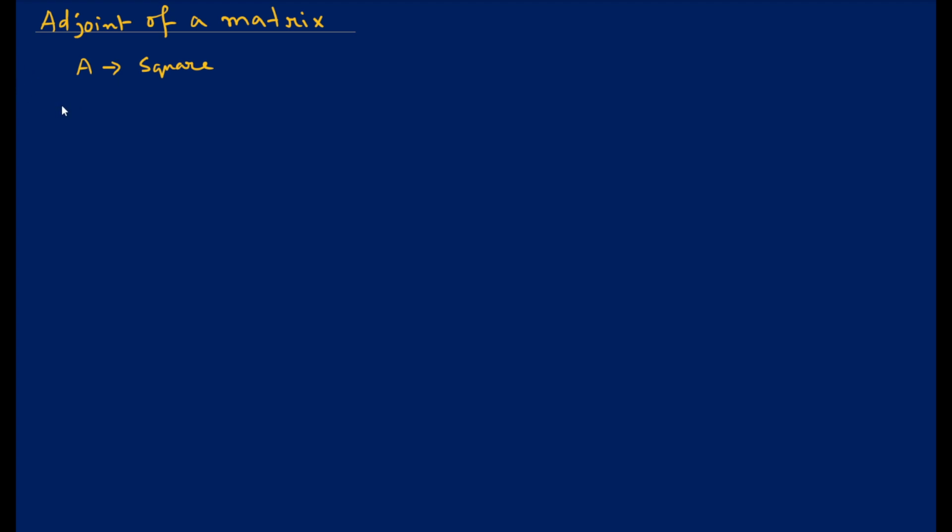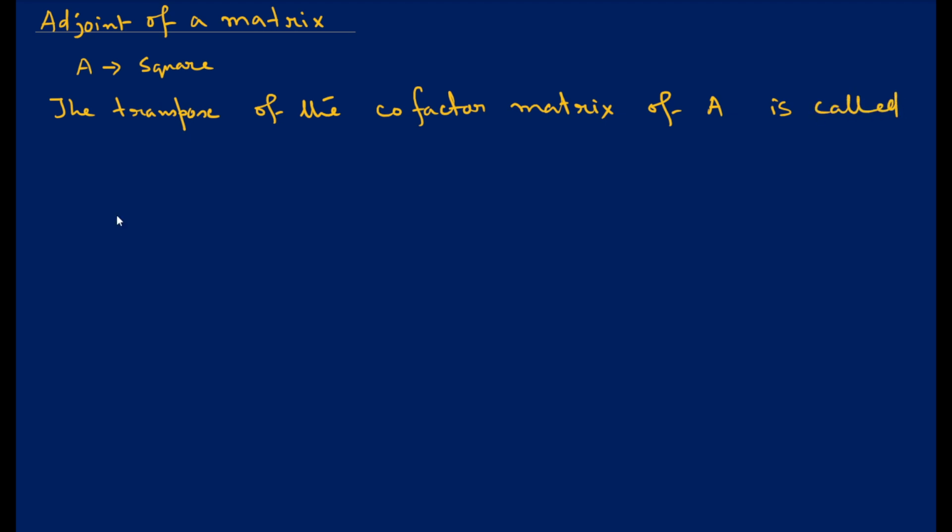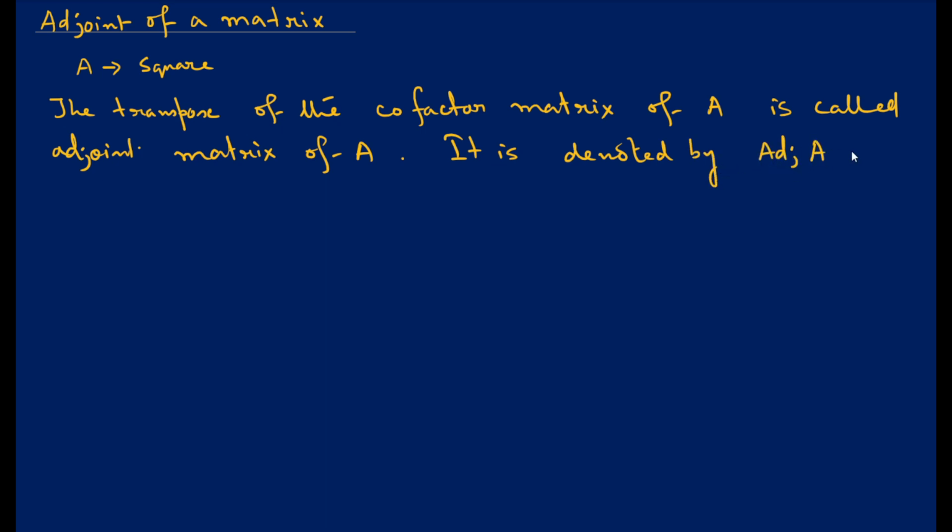Then the definition is like this: the transpose of the cofactor matrix of capital A is called the adjoint matrix of A. It is denoted by adj A, adjoint of A. You can also write it with a small letter, adj small a.